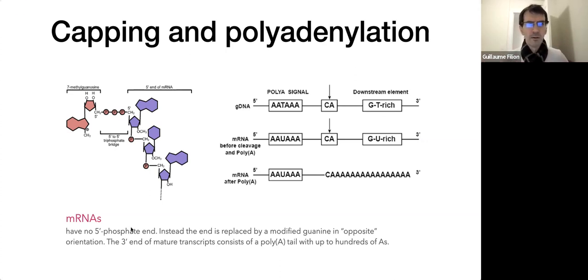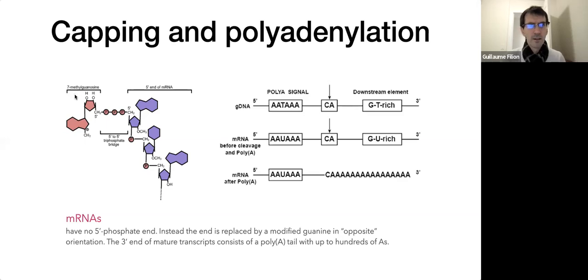So mRNAs have no 5' phosphate end. Okay, so when you have usually a single strand molecule, remember that you got 5' phosphate and 3' OH. But it's not the case for mRNAs. What they have is this inverted head-to-head link, which is here with still 3 phosphates that are there.